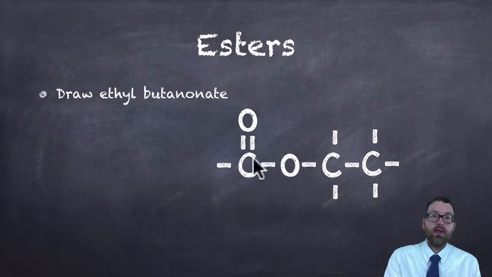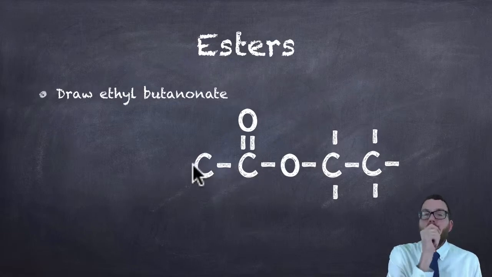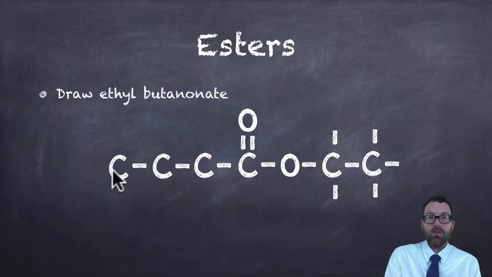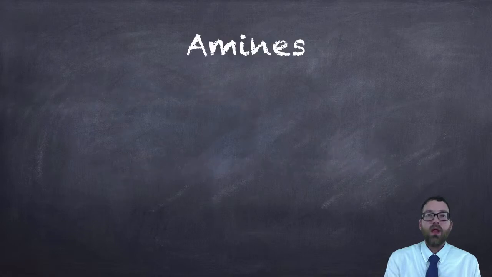And then on the left, I need butanoate. So I need 4 carbons in my longest chain, and I'm going to include the carbon that's in the functional group. So 1, 2, 3, 4. And then fill in the rest of your hydrogens.